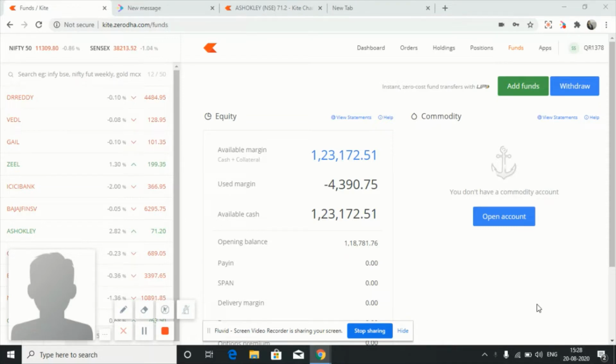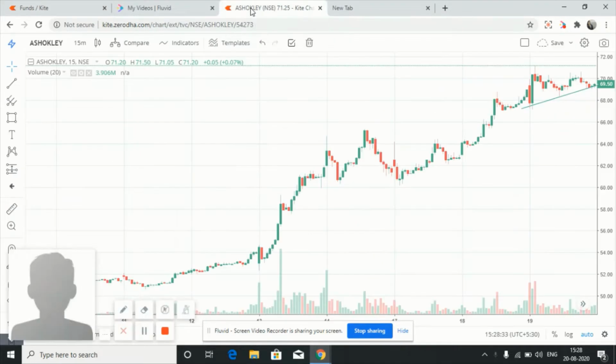So today we'll continue with our discussion of our previous day. Our stock of analysis was Ashok Leyland. So we'll come to that chart. And yesterday, for those who have not seen the video of stock analysis, I'll just repeat what I told yesterday and start for the day. Yesterday I said my stock on radar was Ashok Leyland. Yesterday, on a 15-minute chart, the Ashok Leyland stock looked like this.